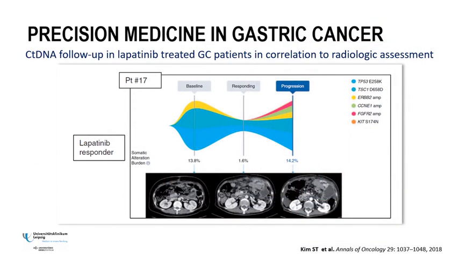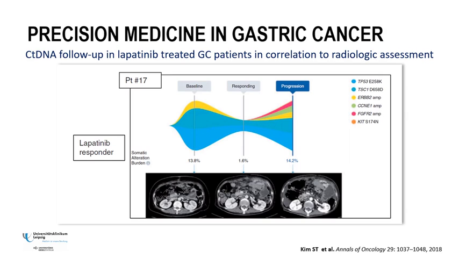The potential value of analysis of cell-free tumor DNA has been nicely demonstrated in a recent Korean publication in the Annals of Oncology. They took samples from patients included in a trial that assessed lapatinib. Lapatinib is a small tyrosine kinase inhibiting molecule directed against HER1 and HER2.